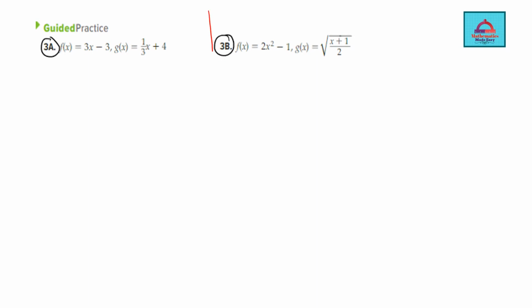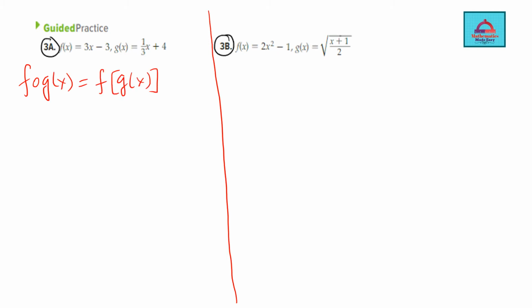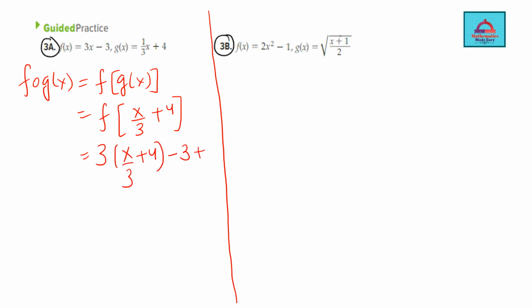Okay, so let's solve them one by one. First, we are going to do 3A. So here, f∘g of x we are going to find, which is f of g(x). So let's plug in the value of g(x). So f of x/3 plus 4. Now, in function f, we are going to replace x with x/3 plus 4. So 3 times (x/3 plus 4) minus 3 plus 4. So how much? 3 times x/3 plus 4 plus 1.